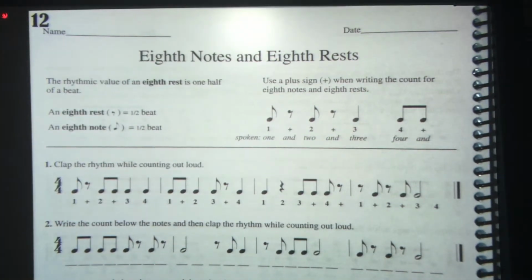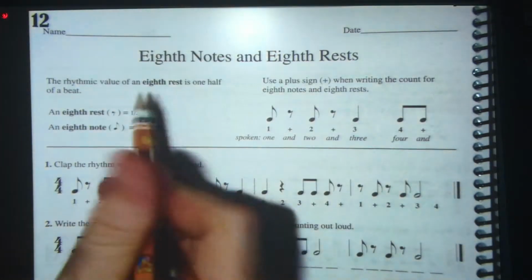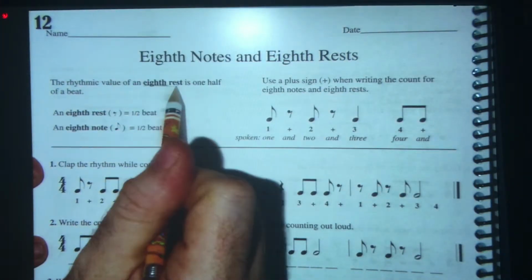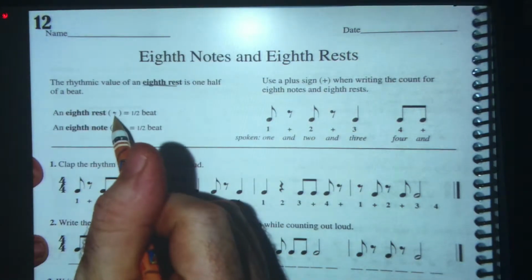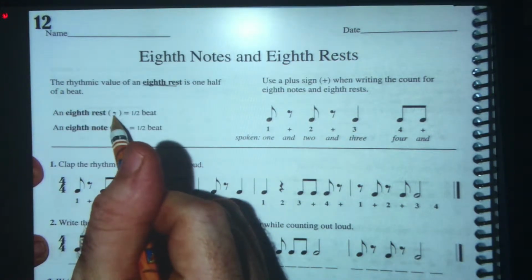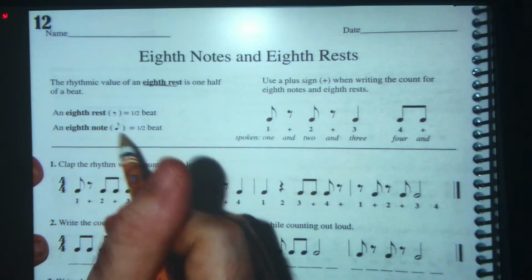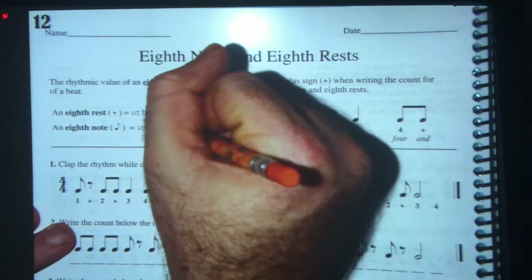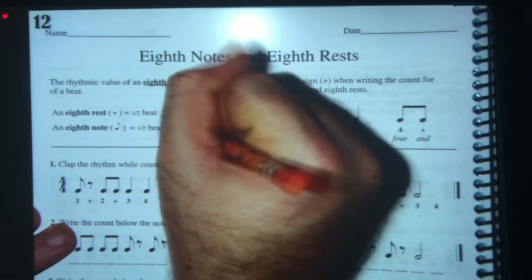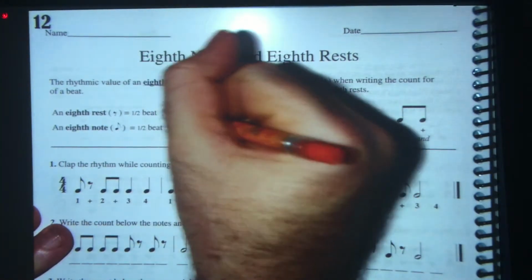Okay, we're ready to learn about eighth notes and eighth rests. So our new rhythm is going to be an eighth rest. The rhythmic value of an eighth rest is 1/2 of a beat. Kind of looks like a little 7 here, equals half a beat. Just like an eighth note by itself would be half a beat of sound, an eighth rest would be half a beat of silence.